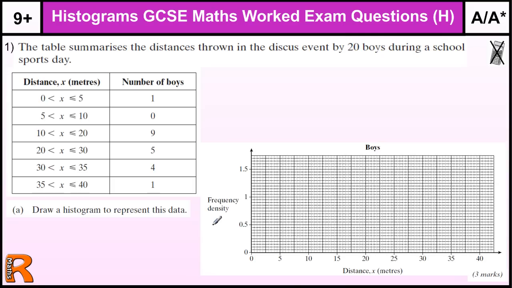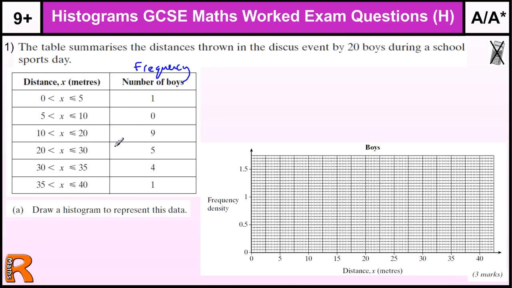Histograms always come in the last 2 or 3 questions on a GCSE higher maths exam because they're either A or A-star, or in fact both. So let's start out with a standard table. We've got the groups and we've got the frequency. This time it's called the number of boys, which is just the frequency. Usually it's called the frequency.